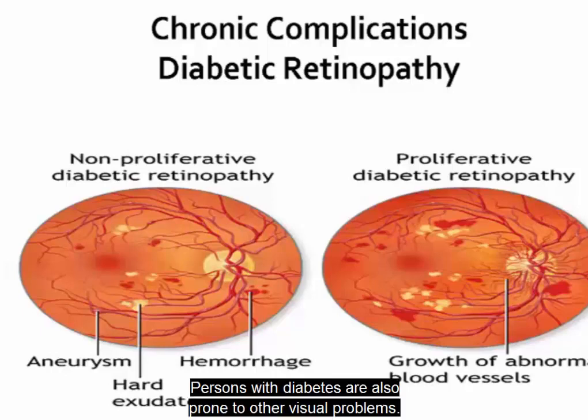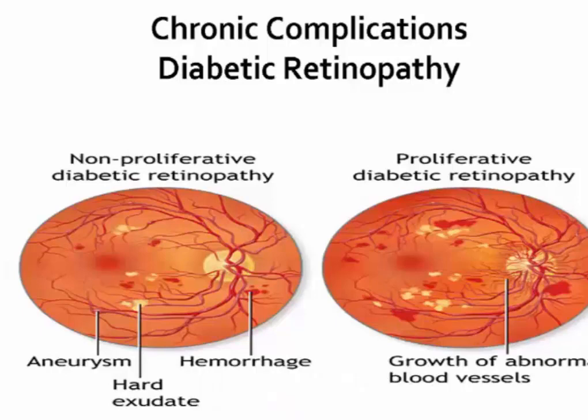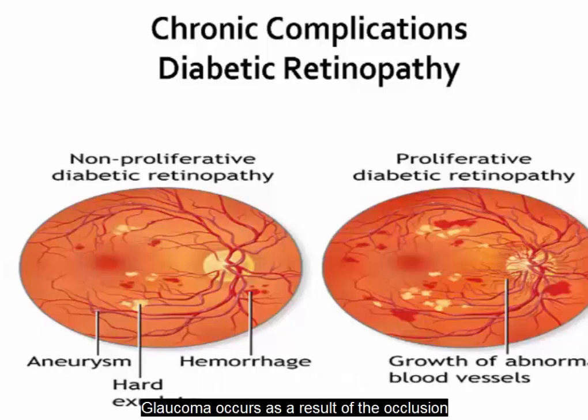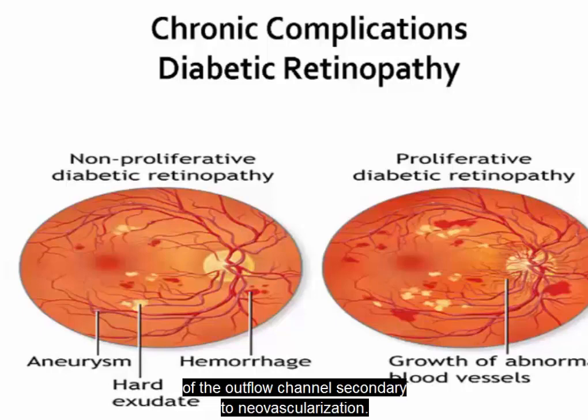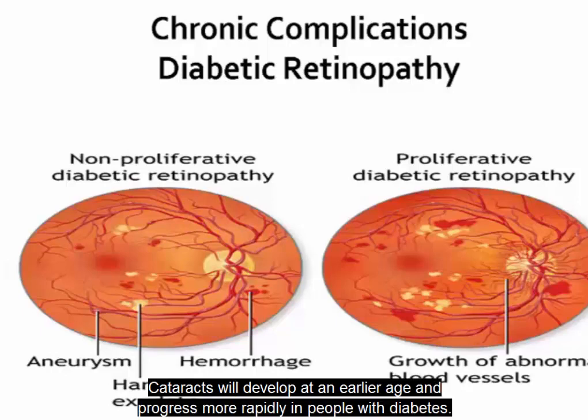Persons with diabetes are also prone to other visual problems. Glaucoma occurs as a result of the occlusion of the outflow channels secondary to neovascularization. This type of glaucoma is difficult to treat and often results in blindness. Cataracts will develop at an earlier age and progress more rapidly in people with diabetes.